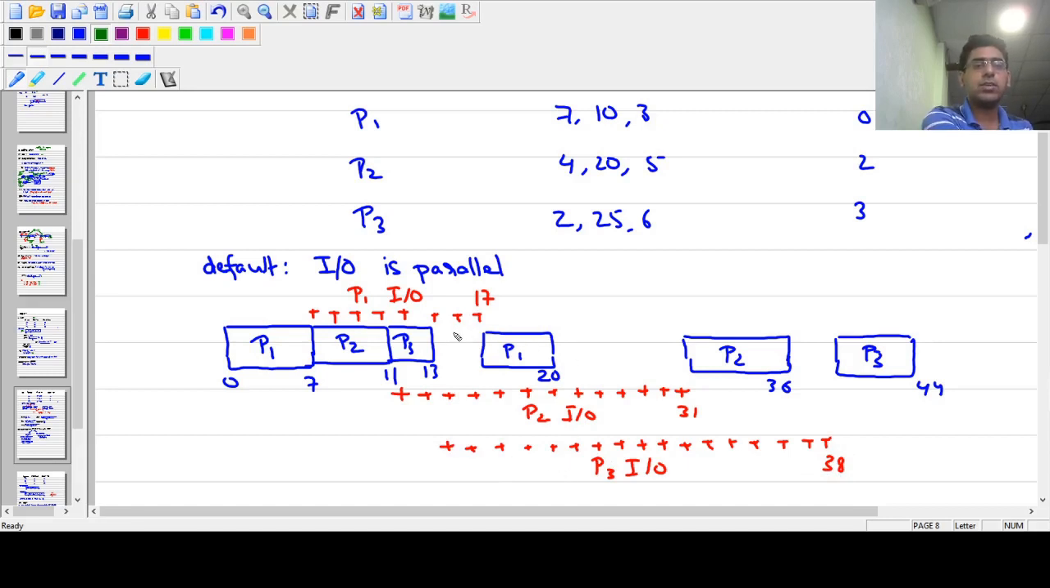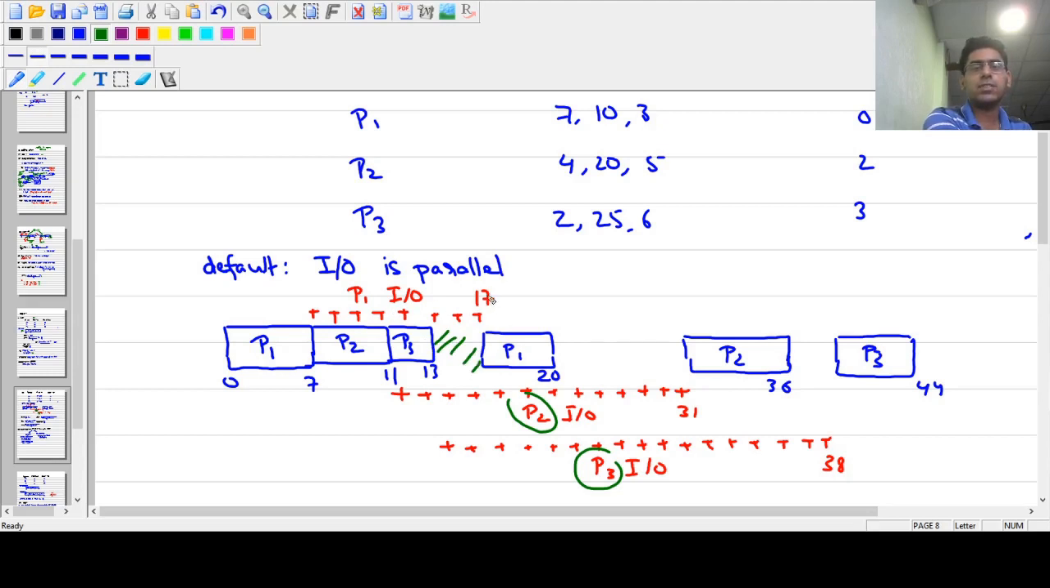So here all the processes, P1 is going through an input output burst, P2 is going through an input output burst, P3 is going through an input output burst. So none of the three processes are free for having an interaction with CPU. So CPU is sitting idle here.